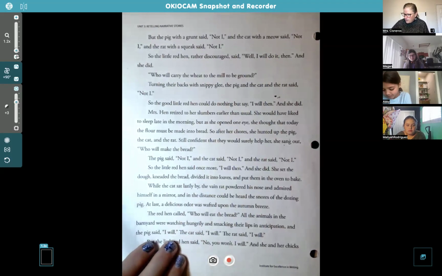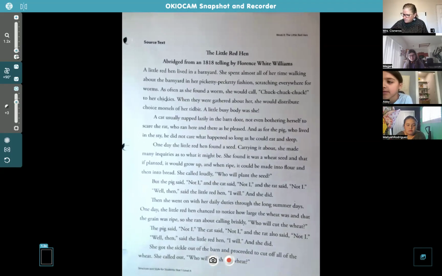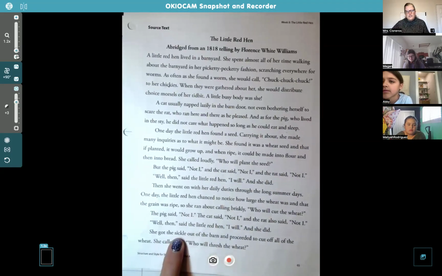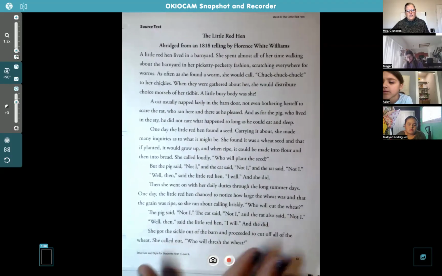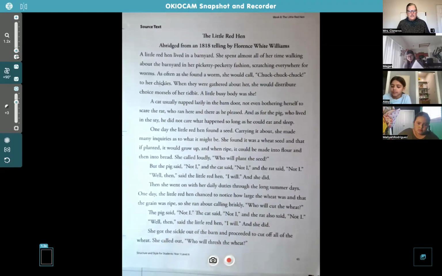Another word I wanted to explain is on the front. That word sickle is an old-fashioned tool that they use to cut down the wheat. It's almost like a big knife that's shaped like a curve, like a moon shape. And they used it to cut down the wheat.